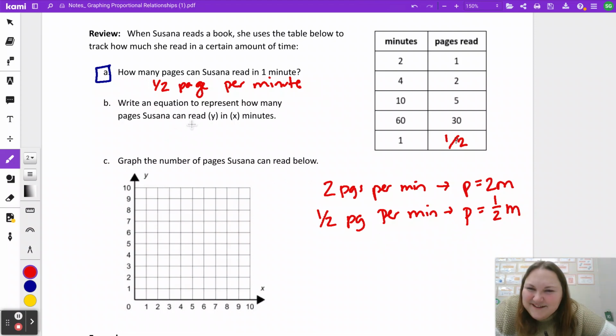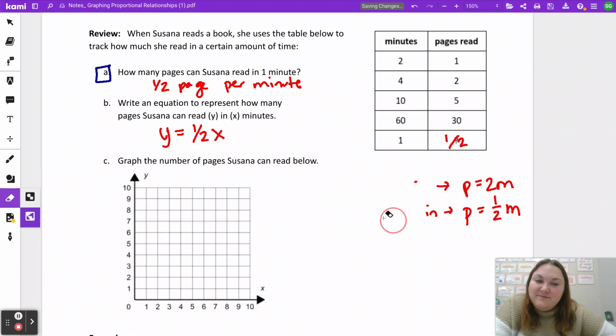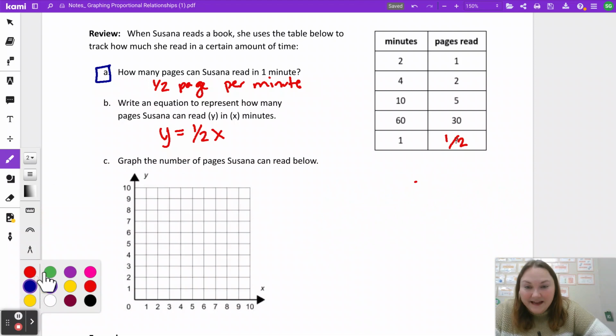The only difference here is we're told we want to use y for the number of pages and x for the number of minutes. So instead of p and m, our equation would be y equals 1/2 x. Now this is different from the ones you did above because there's a fraction. And I know so many of us see fractions and go, oh, I hate fractions. I never understand fractions. I don't like them.